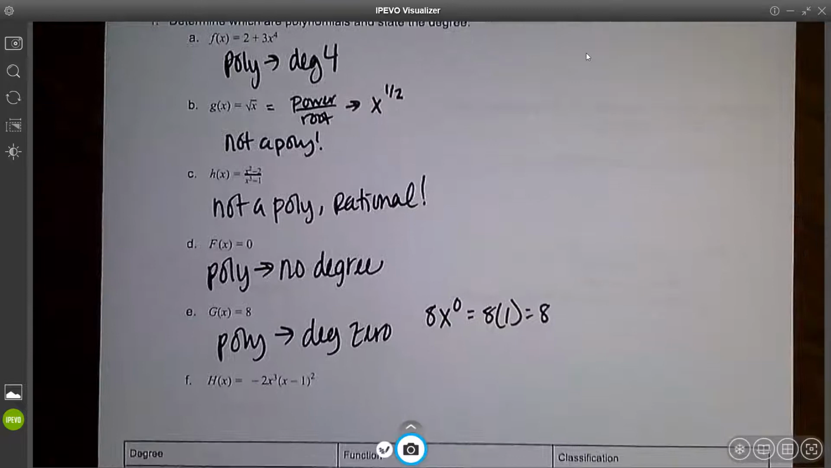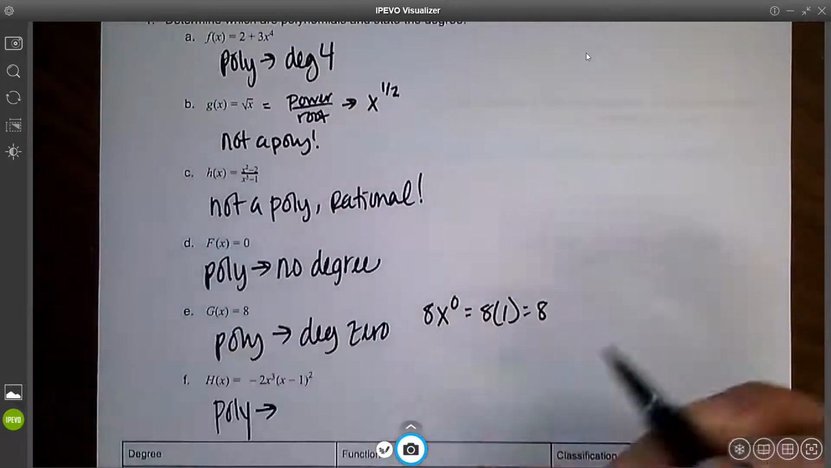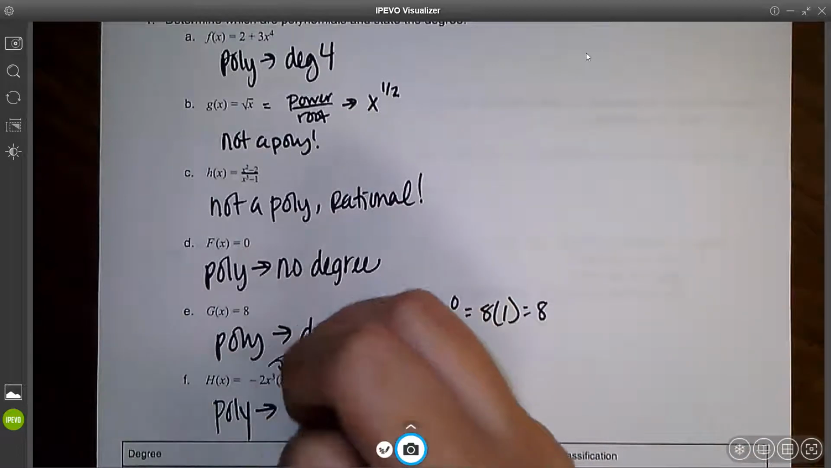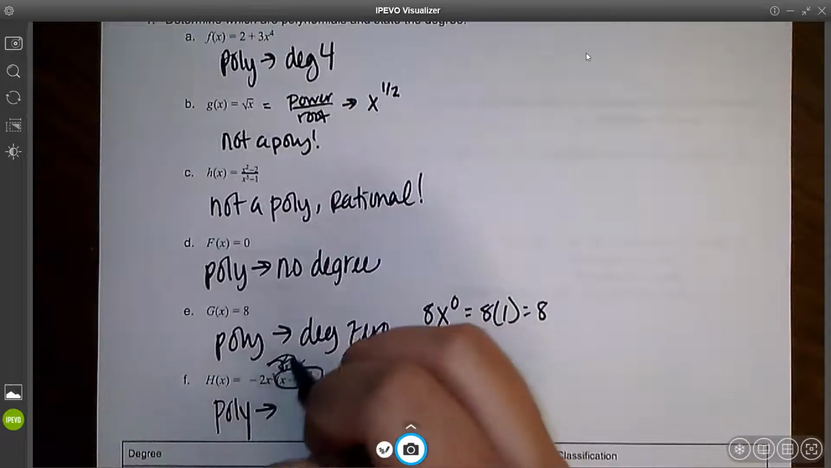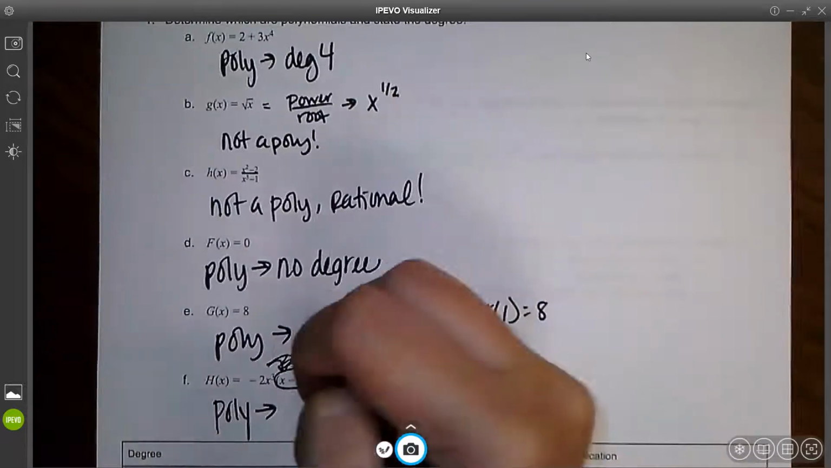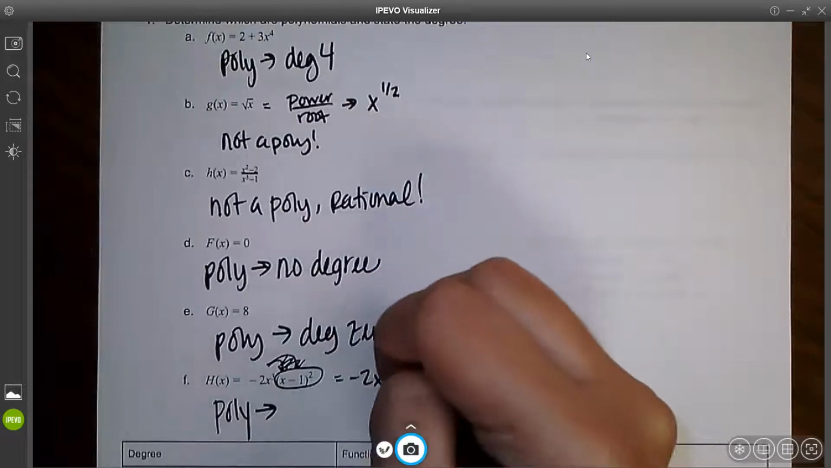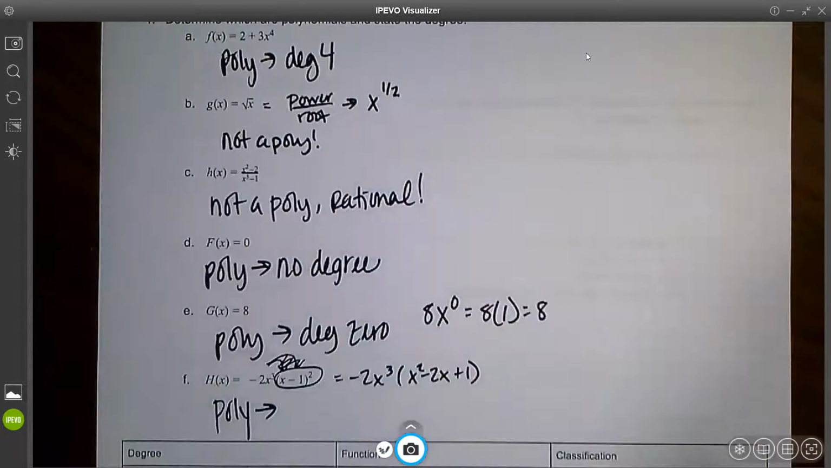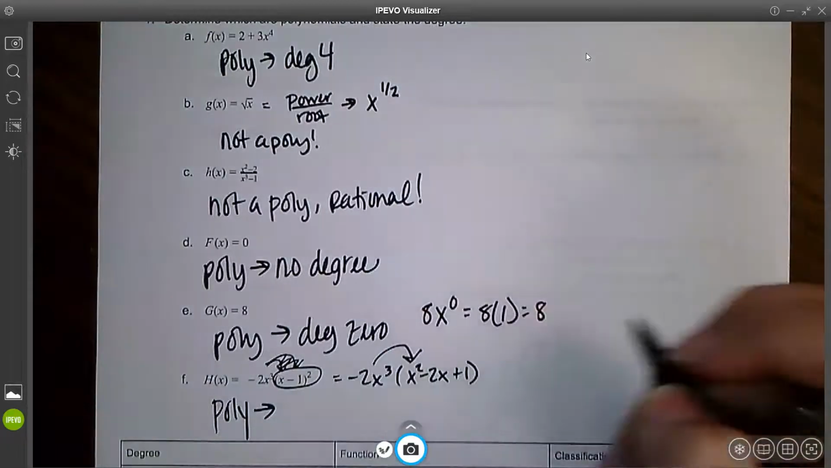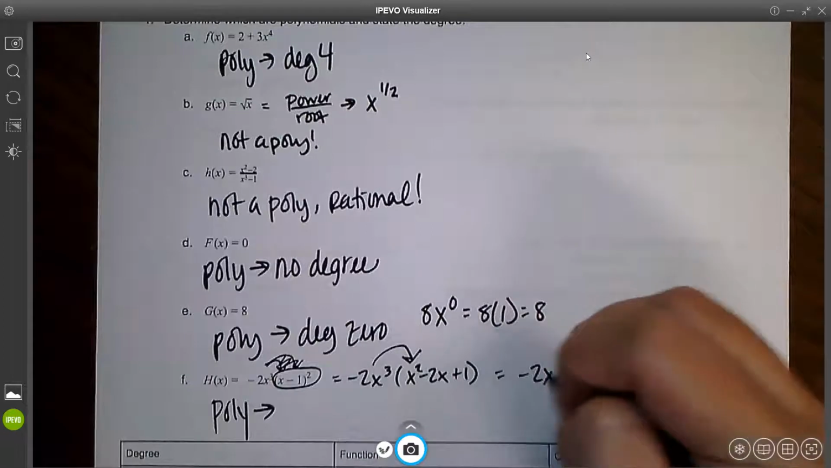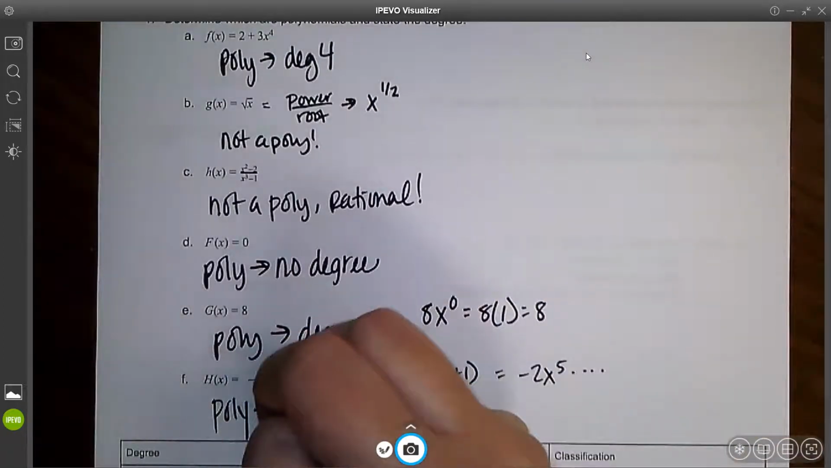And then this guy, this is a polynomial. To find its degree, you would have to get your leading coefficient all the way out after you FOIL this out. So ignore that, FOIL this out. So that is negative 2x cubed, x squared minus 2x plus 1. And all you care about is the leading coefficient here, so I'm just distributing here. And you would get equals negative 2x to the 5th plus some other stuff. So I'm 5th degree.